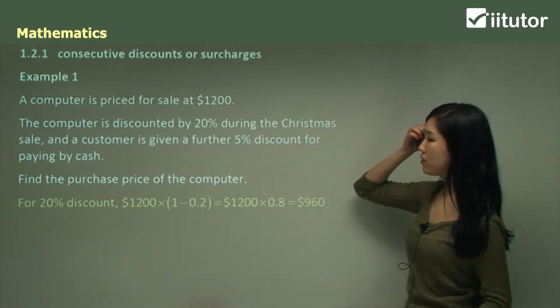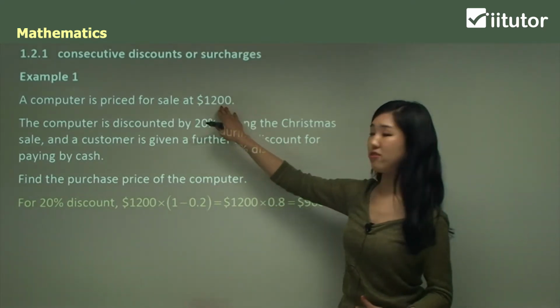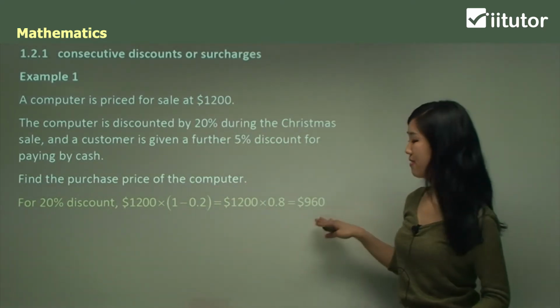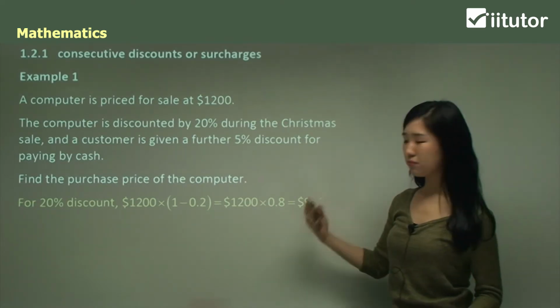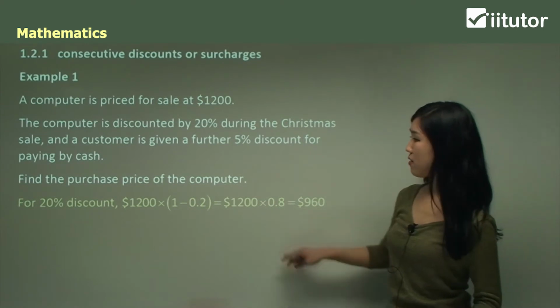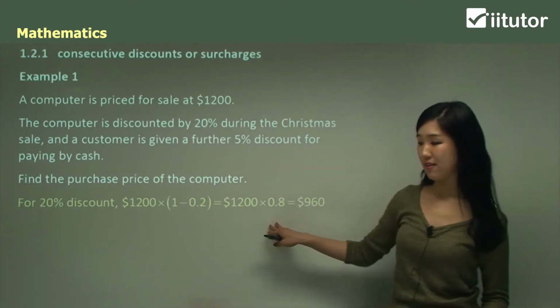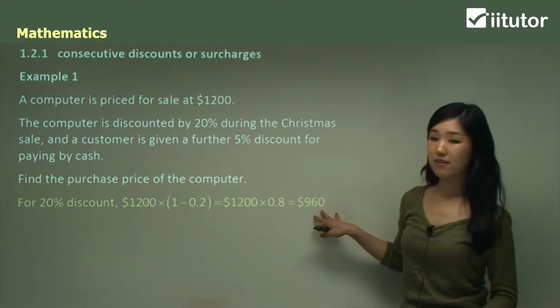And I know some people like to calculate 20% of this first and then subtract it from 1,200. That's still fine, you get the same answer, but I suggest you get used to doing it this way because it's much quicker. So instead of doing that, just multiply by 100% minus the discount, so 80% in this case. So I've got the first discount.